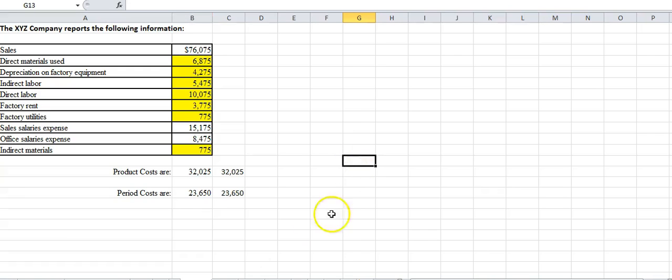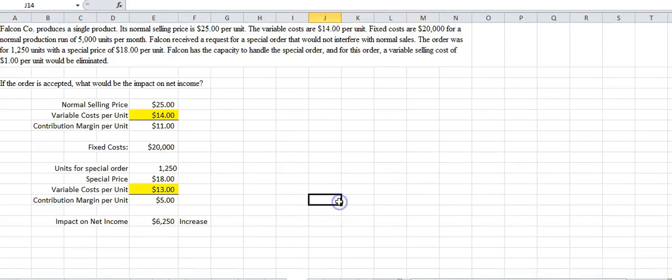Okay, so let's go on to the next problem. I've left the answers here because it'll just make it easier for us. Okay, in this problem, let's see what this problem is about.